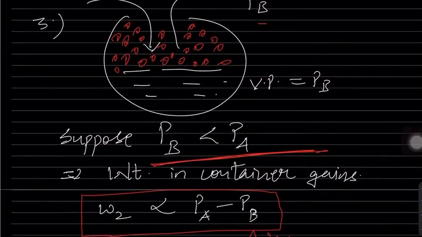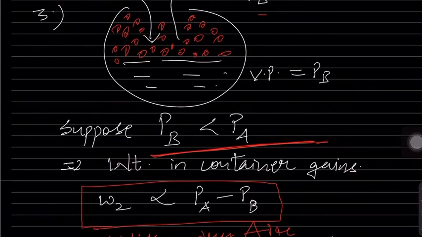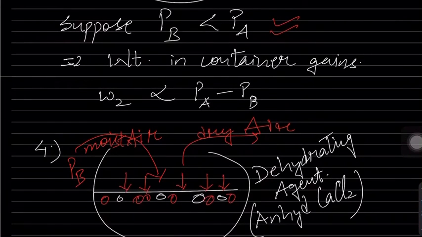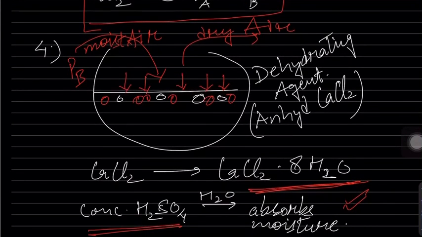If the reverse situation happens, that is what you can say: if Pb is less than Pa, then there is a weight gain, which once again will be directly proportional to Pa minus Pb, because Pa is greater than Pb. Obviously it must be written like this because weight is always positive. In the fourth container, if moist air comes, the dehydrating agent will absorb all the moisture from there, making it again dry.